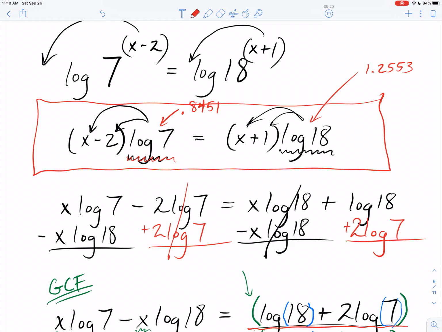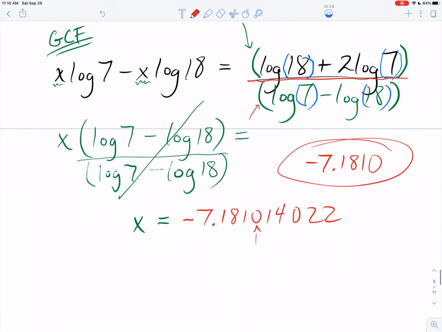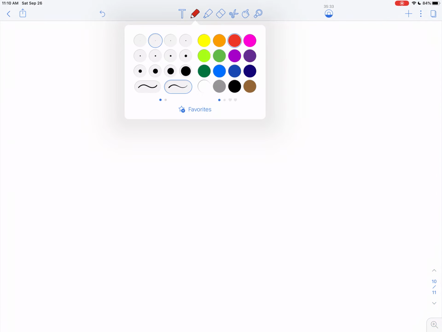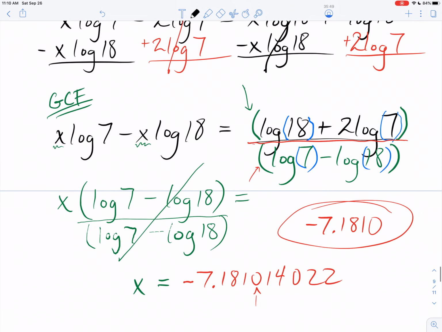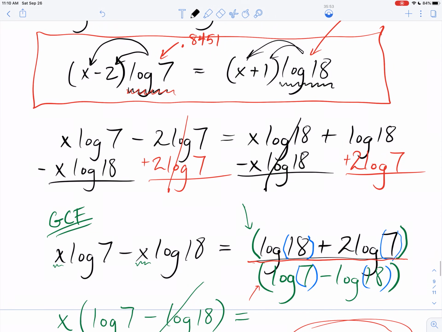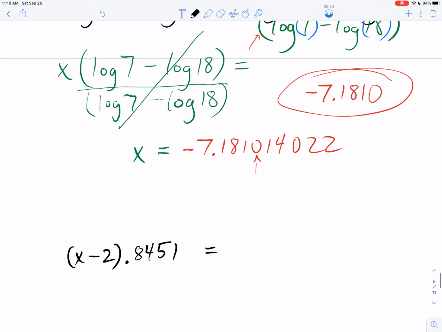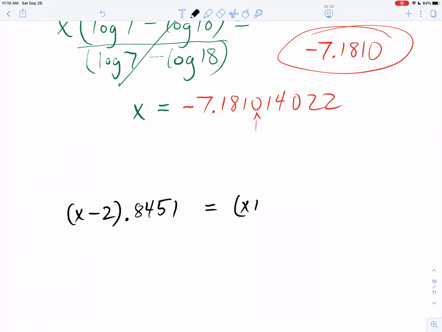Now, some people prefer to do it this way. What do you mean this way? Well, let me show you. On the one side of the equation, we have x minus 2, but now I've already converted it to a decimal, so I'm going to say times 0.8451. What does it equal? It equals x plus 1 times the log of 18, which was 1.2553.